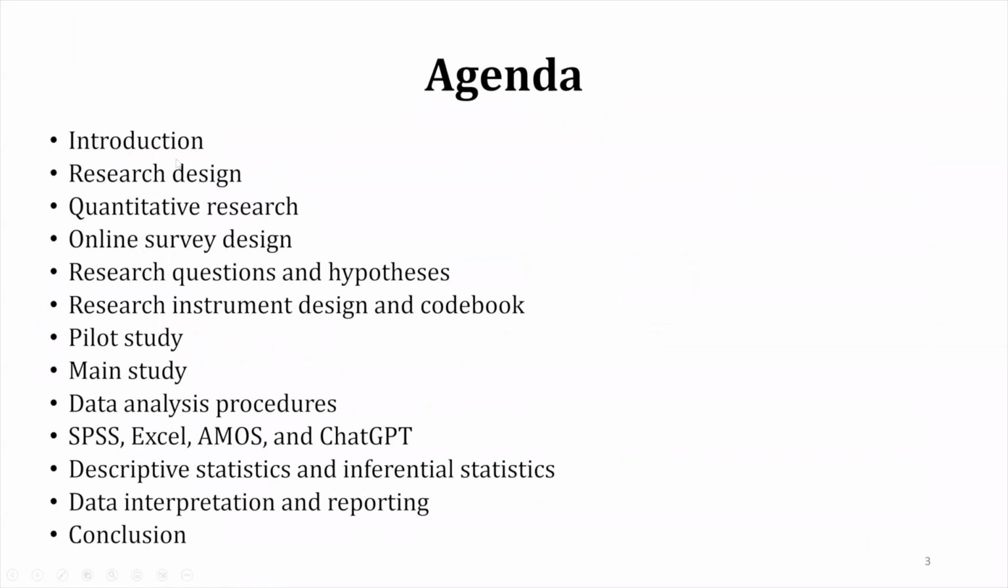I hope it's not overwhelming. I'm going to be speaking about quantitative research design, online survey design, research questions and hypotheses, research instrument design and codebook, pilot study, main study, data analysis, and some tools, especially with the rise of artificial intelligence like ChatGPT, among others, along with the major types of statistics, namely descriptive and inferential statistics, and finally, data interpretation and reporting.